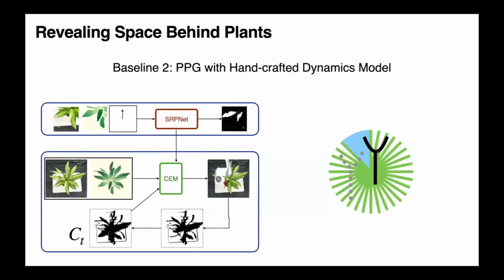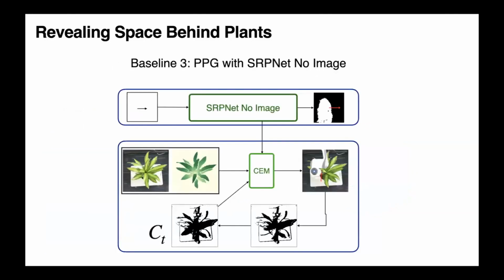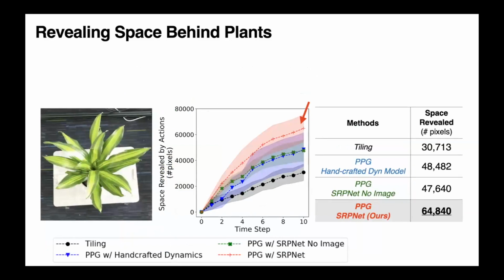So that's one baseline. There's another baseline, where you do not use this learned dynamics model, but you work with a handcrafted dynamics model, right? So instead of using SRPNet in this CEM input to CEM, we use a handcrafted dynamics model, which is just the simple dynamics that as you move the gripper, these radial leaves will get revealed and such. So that's a handcrafted dynamics model. And there's another baseline, which is a model that does not receive any visual input and so forth. So these are the different methods we compared.